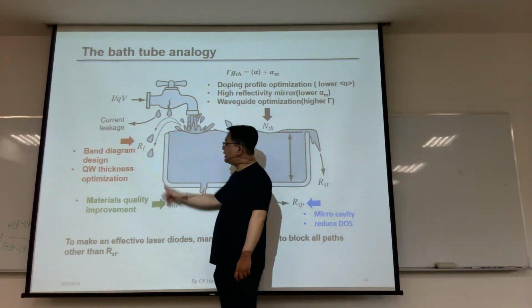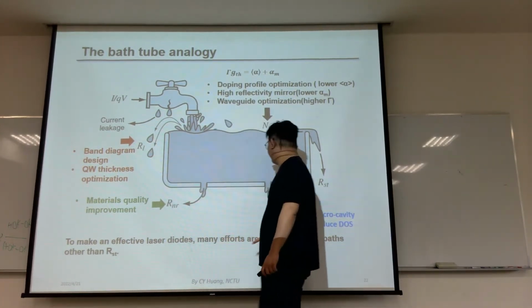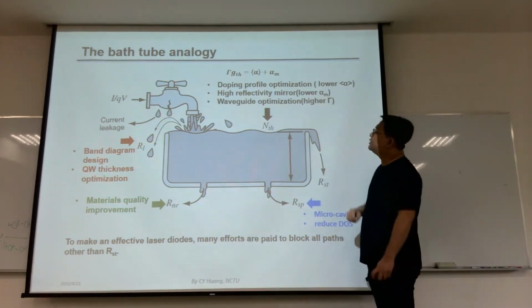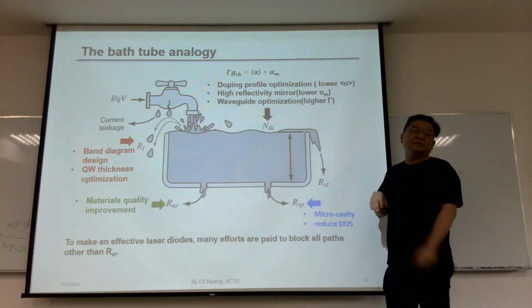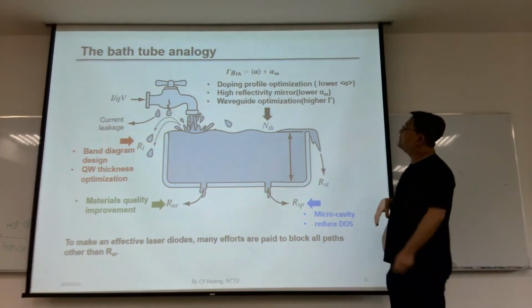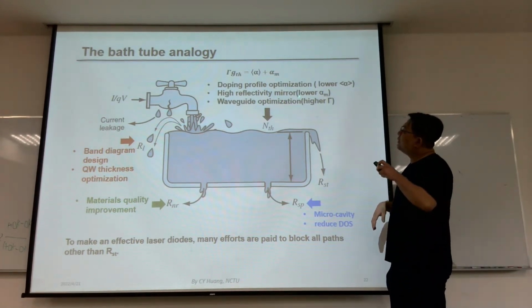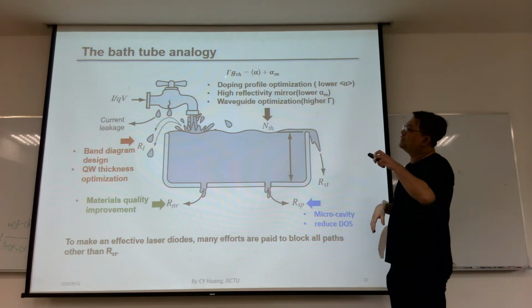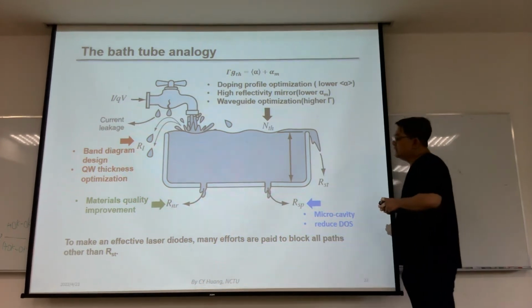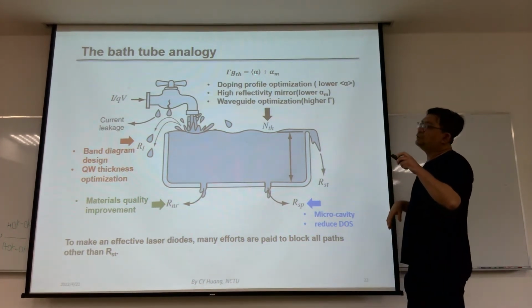Then we can try to do all the rest of them. Then you eventually get a lower threshold for your laser diode. Or from the perspective of this equation, gain is equal to loss. We can say that we should try to reduce the loss.